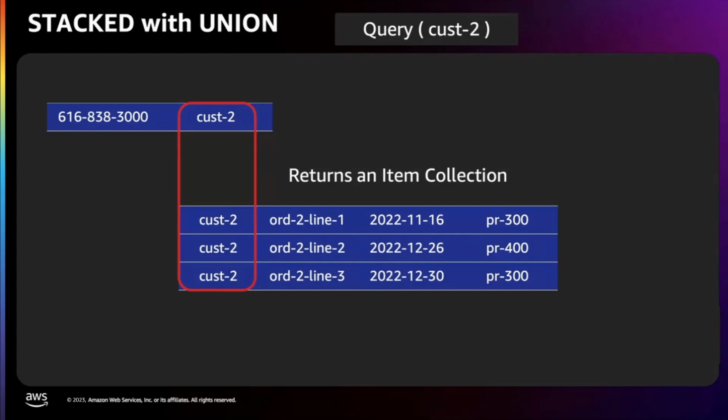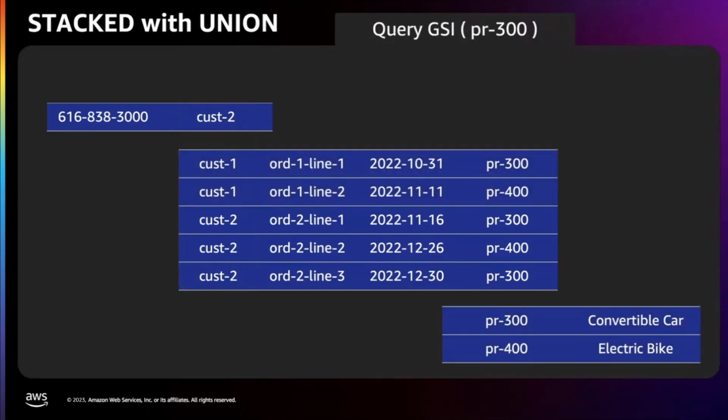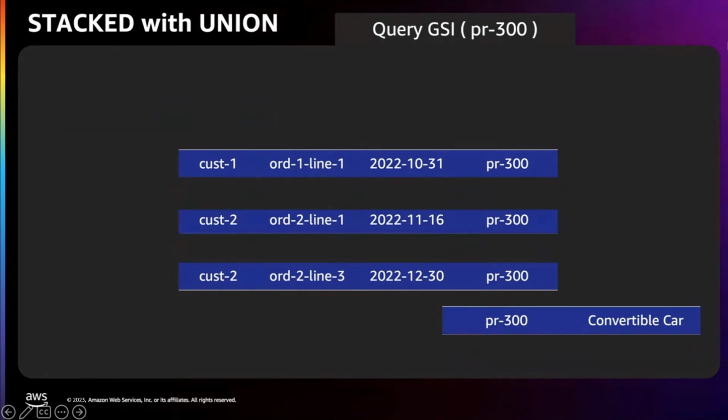And another access pattern we could support with this stacked model is using an index called a GSI. Imagine we have a GSI on the right side here that's going to group by product ID. Find me all the records for product 300, the convertible car. Because they're lined up and we have an index grouping them together in an item collection, we can do a query against the GSI and return those as well very, very fast.